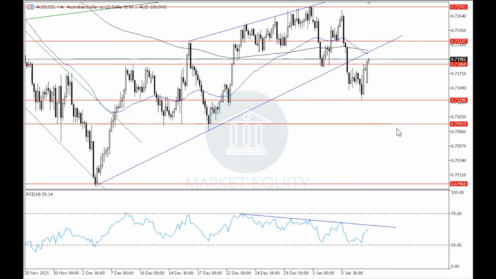4-hour time frame. If we notice the RSI indicator in the 4-hour time frame, then we can see that due to the indicator moving around level 50 near the downtrend line that it has formed, it supports the probability of rebounding down off of around the current levels in order to continue with the overall downtrend. That was it for the Australian dollar versus the US dollar.